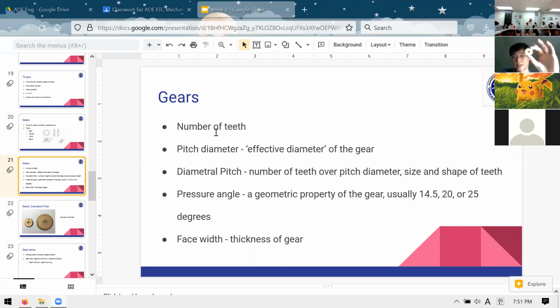So if you can see my camera, this gear here has 15 teeth. And the importance of the number of teeth is that it determines the ratio that you'll get from your gear. The next quantity is called pitch diameter. So this is what you can think of as the effective diameter of the gear.